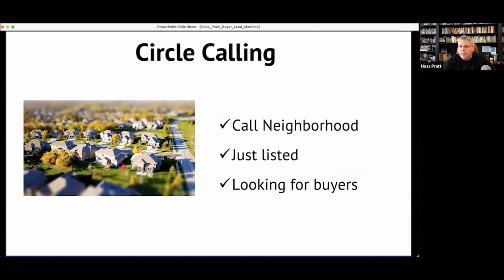Finding the neighborhood, finding the information, whether it be just sold or just listed, but you're looking for buyers. Using the script I gave you at the beginning, right? All indicators point to interest rates changing, market changing. We're looking for buyers. Right now is the time to buy or sell.